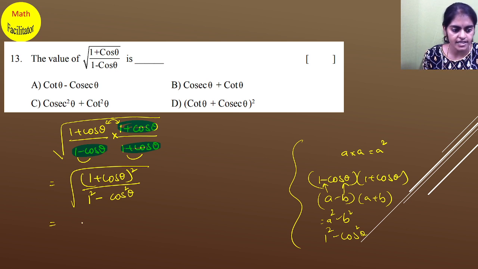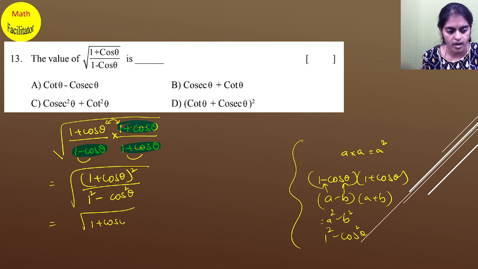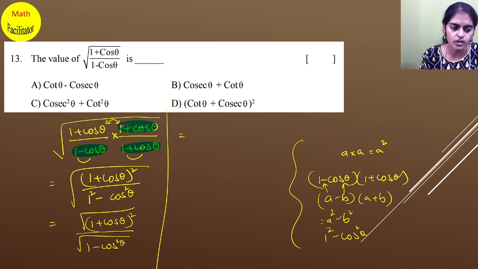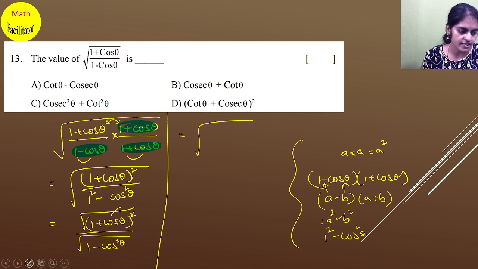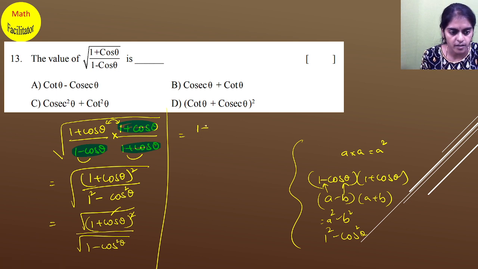Right? So that is equal to, now here let me separate the square roots. So 1 plus cos theta whole square divided by, for the denominator I'm writing it separately, 1 minus cos square theta. Now here square and square root will get cancelled firstly. In the numerator, square and square root is getting cancelled, so I have 1 plus cos theta in the numerator.